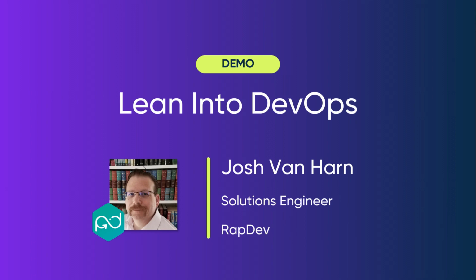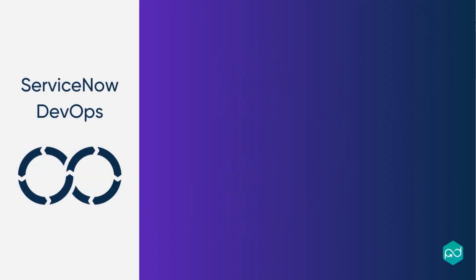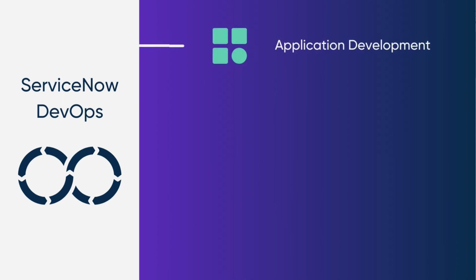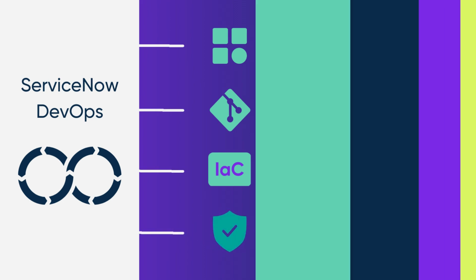I'm a solutions engineer at RapDev, and this is an introductory demo of ServiceNow's DevOps module. The DevOps module on ServiceNow is designed to support in-house application development and things like GitOps, automated code deployment or infrastructure as code initiatives, by connecting to the pipelines and the other applications and tools that are supporting that on the ServiceNow platform in a way that allows you to use that to do policy-driven evaluations of deployment requests.